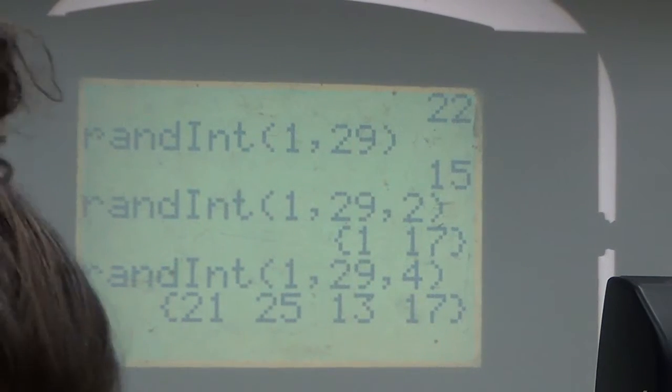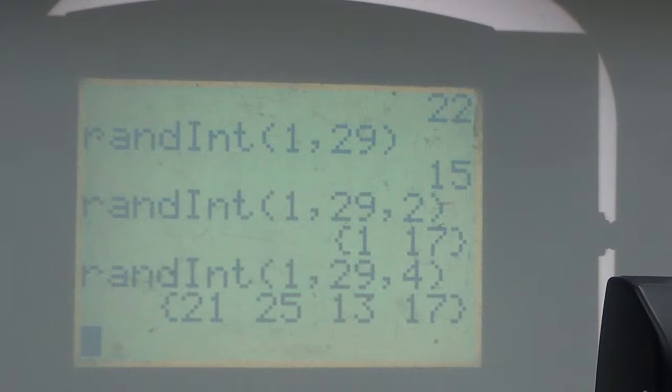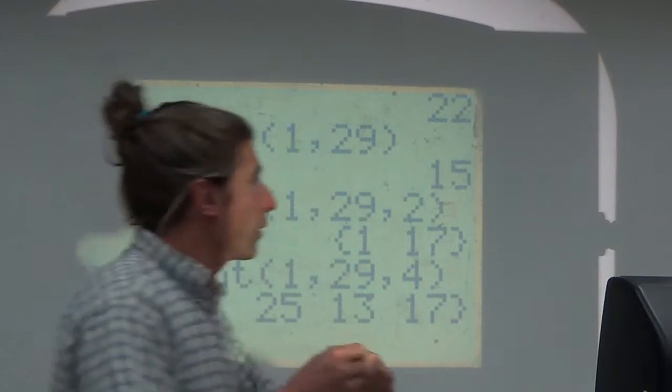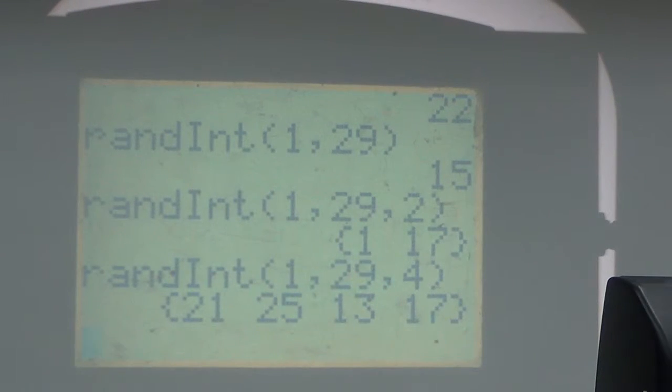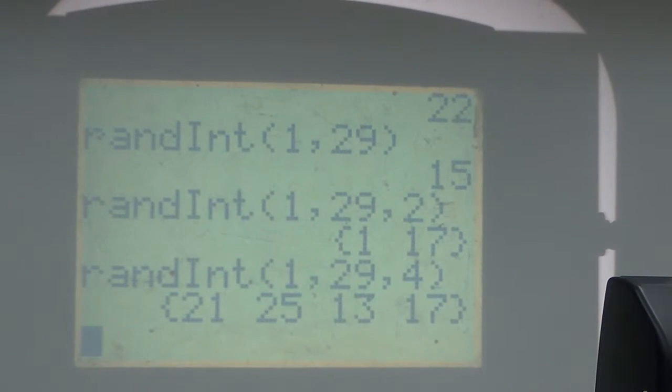Here we go. 21 sit down, 25 sit down, 13 sit down. 17. But 17's already down, correct? So now that means on day 3 we have 7 people sick. Yes? Does that make sense? On day 3 we have 7 people sick.